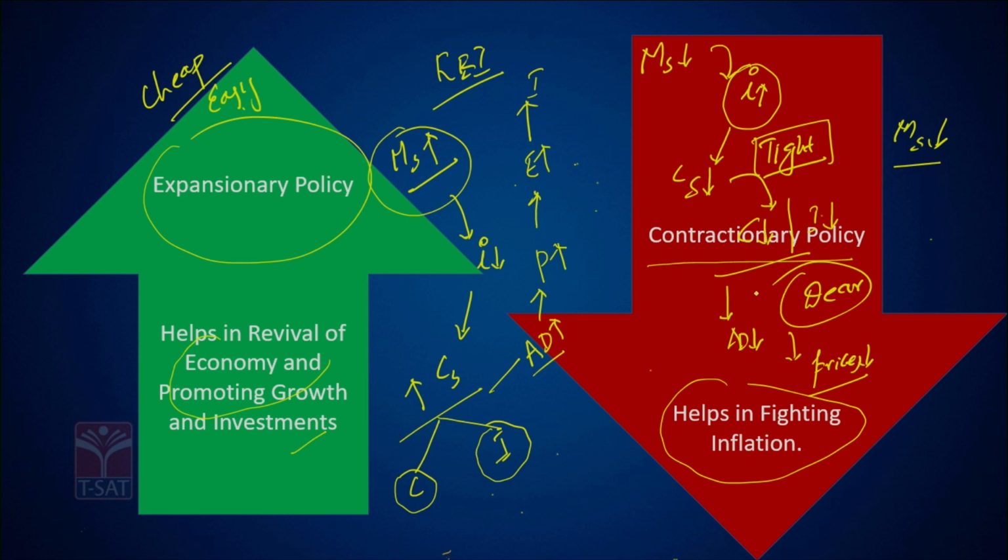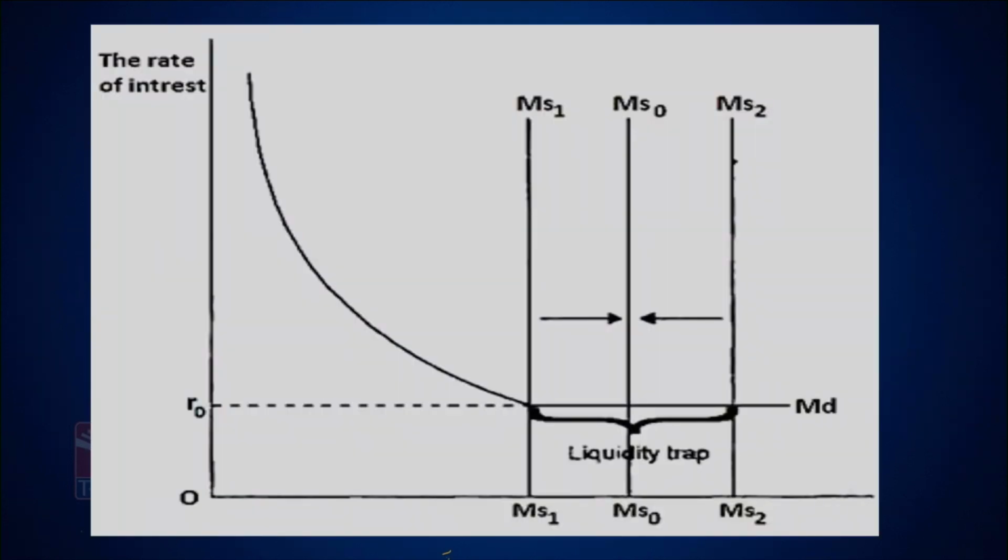My money has become dearer. It is dearer to use this money because the value of money is increasing, because the interest rates of money are very high in the economy. Okay. Now let's look at the two extremes of the RBI's policy actions.